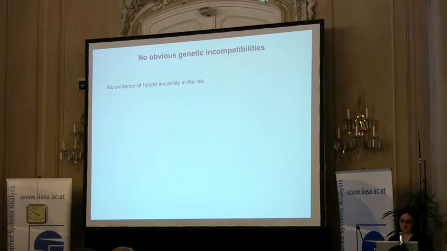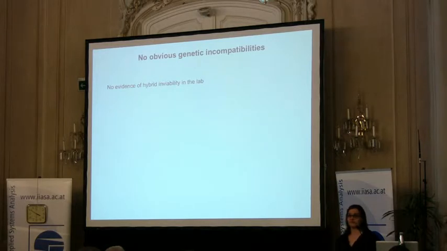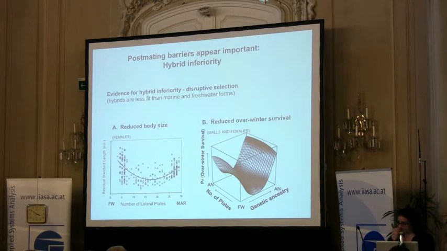To go into the post-mating barriers, we see no evidence of genetic incompatibility, so if you raise the individuals in the lab, F1s are totally fit and just as fit as the pure forms. However, we do see evidence for disruptive selection in the wild, so these are two examples of that.